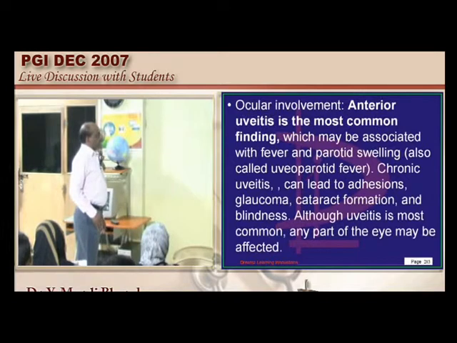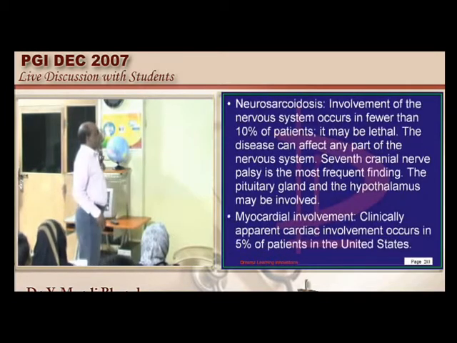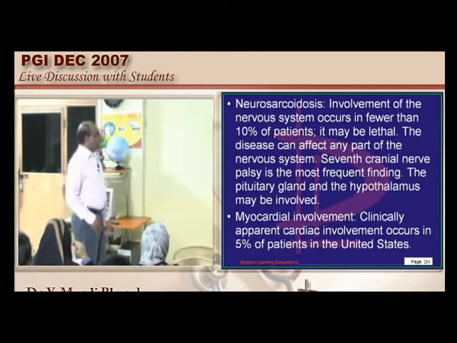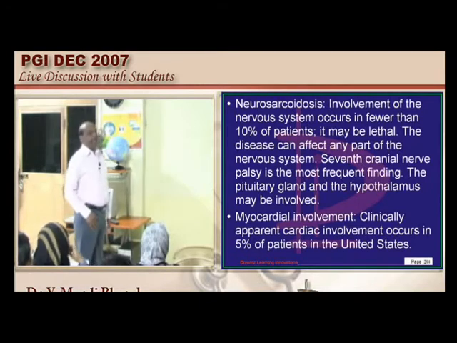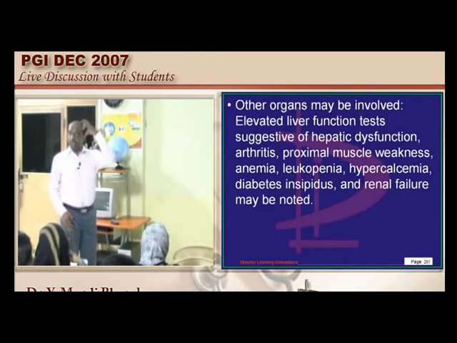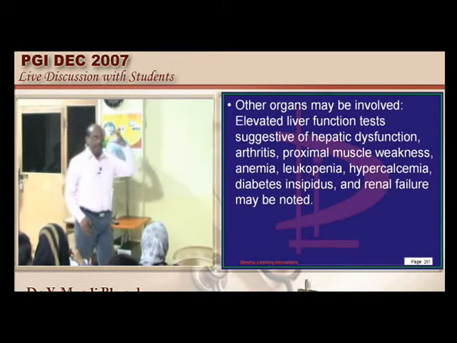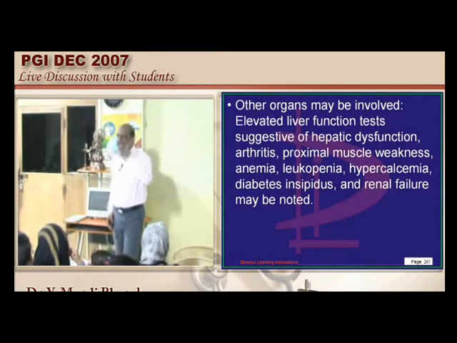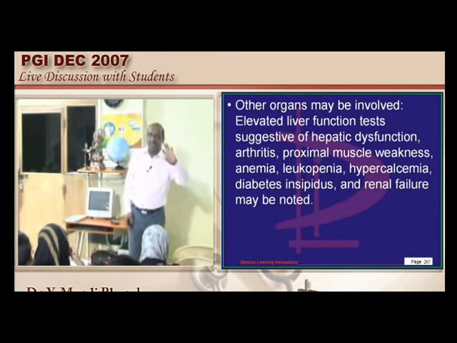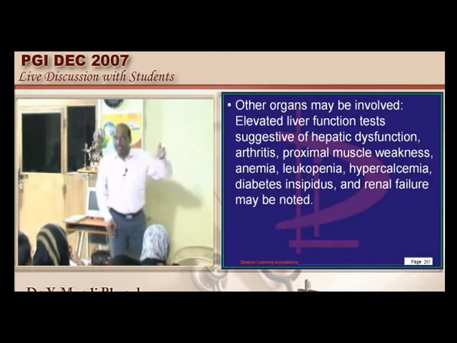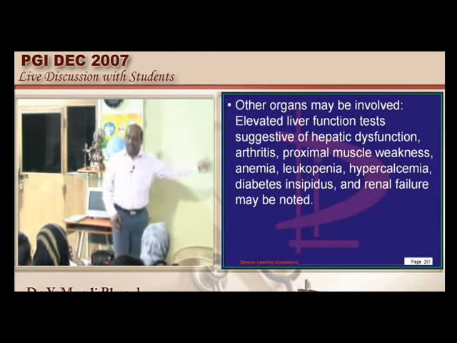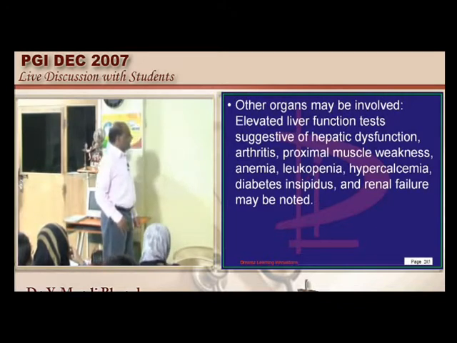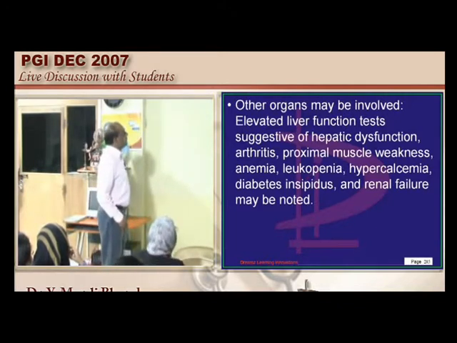And there can be neurosarcoidosis, myocardial involvement, arthritis, anemia, leukopenia, hypercalcemia, diabetes insipidus, because sarcoid can cause the hypothalamic pituitary axis to become damaged. That can lead to decreased production of ADH by the pituitary, which can lead to diabetes insipidus, which can be seen in the case of sarcoidosis, is what needs to be remembered. Renal failure also can be seen.